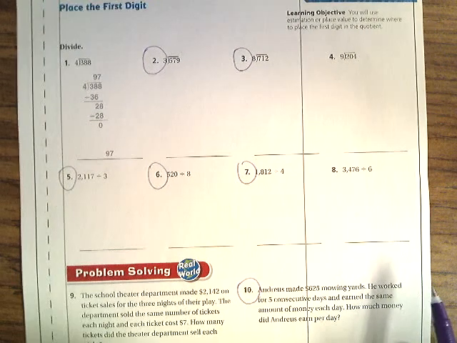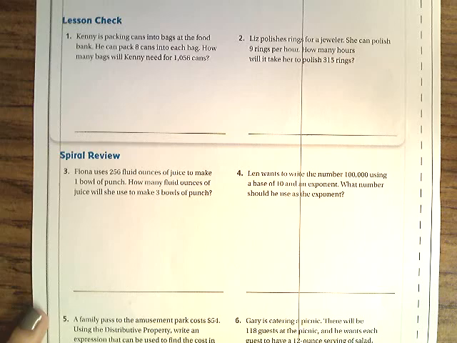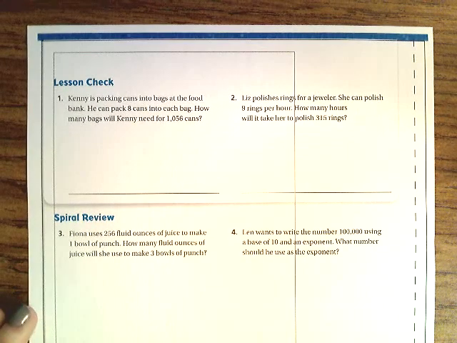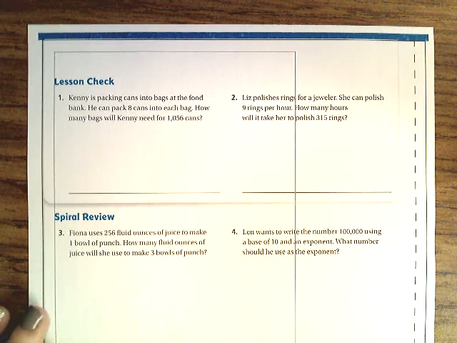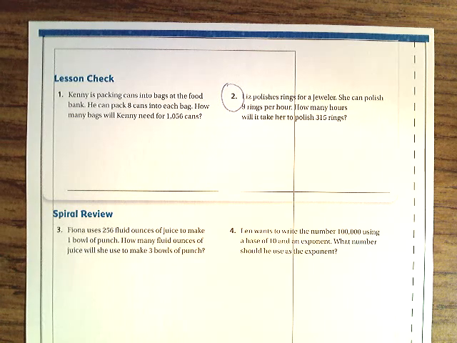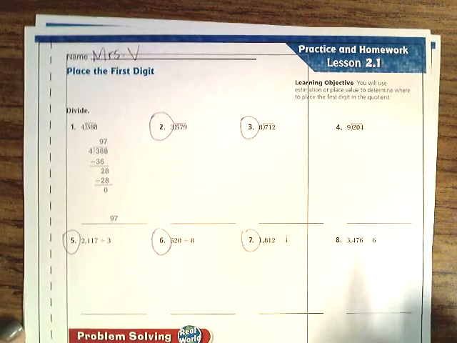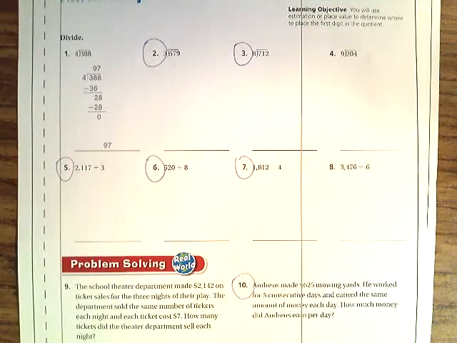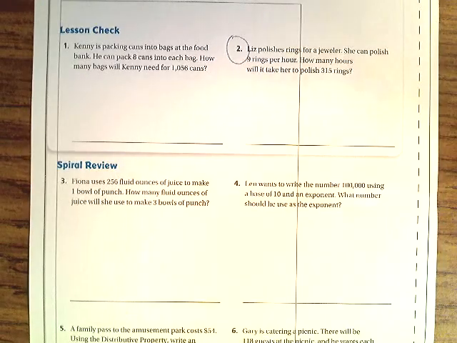Then on page number 92, I want you to do number 2. So on page 91, you are working on 2, 3, 5, 6, 7, and 10. And then on page 92, you are working on number 2. So that's a total of 7 problems.